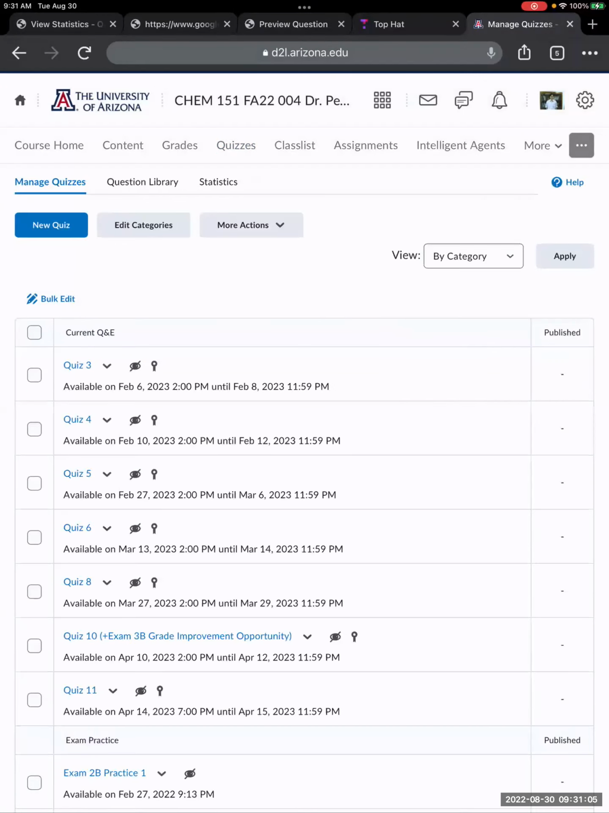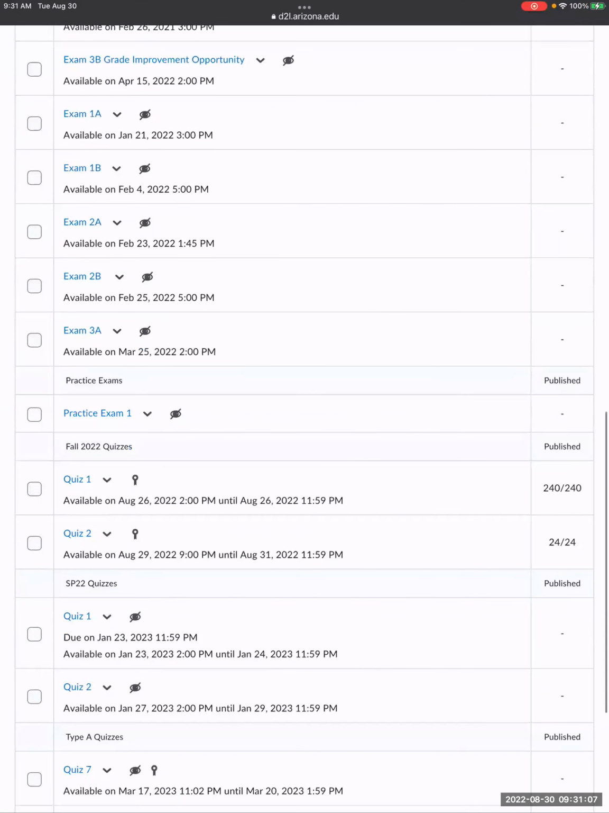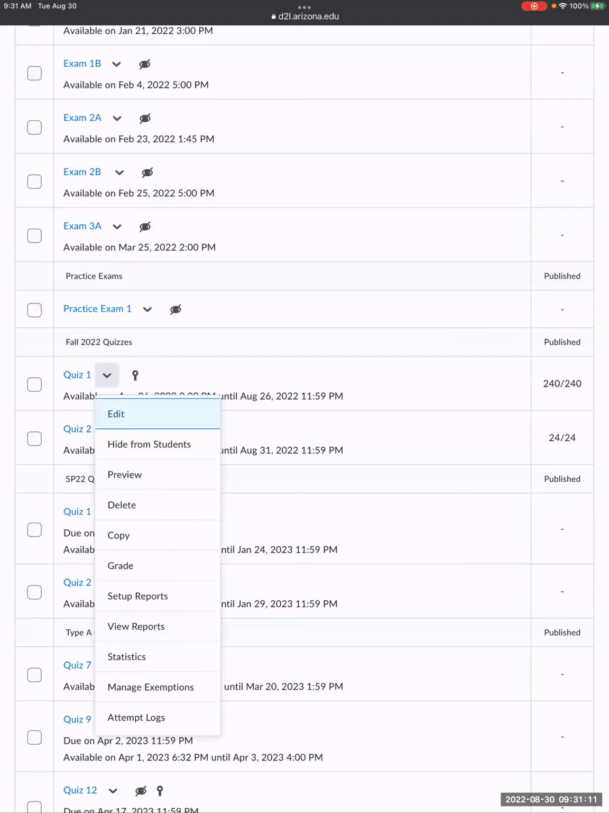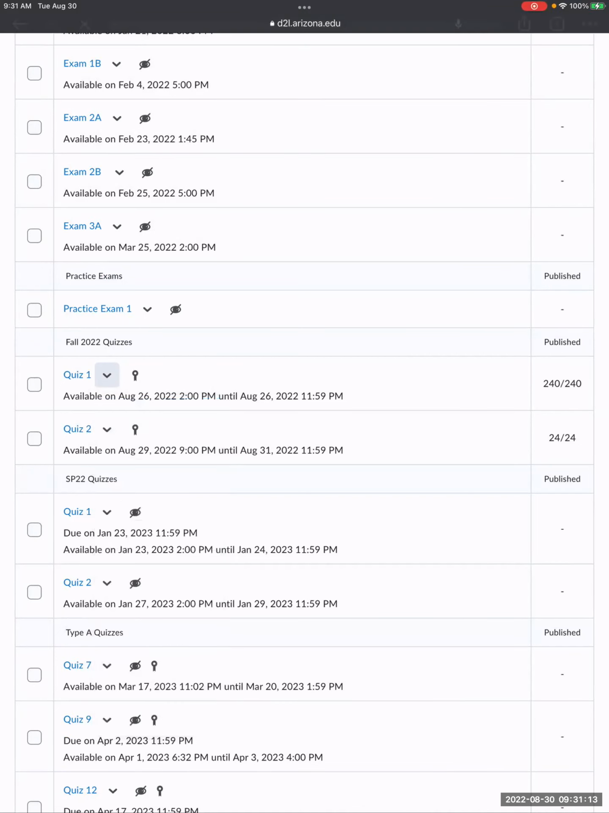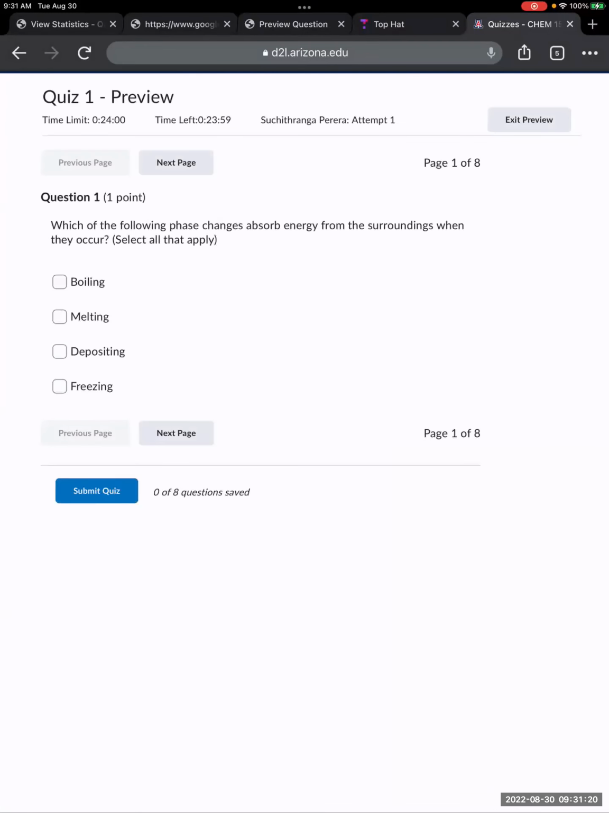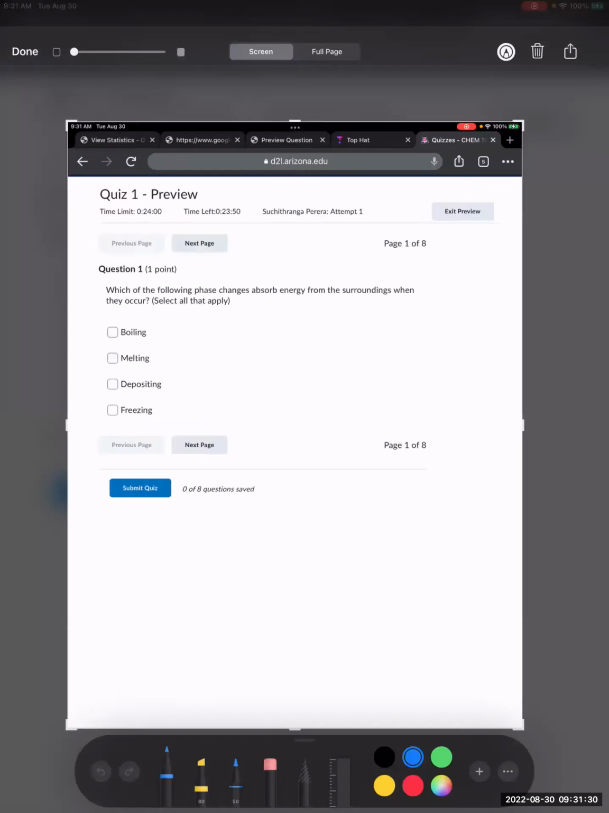Let's go over some questions from Unit 1, Module 1, like phase behavior questions. Start with this: which of the following phase changes absorb energy from the surroundings when they occur? Okay, so just remind us about what's involved here.